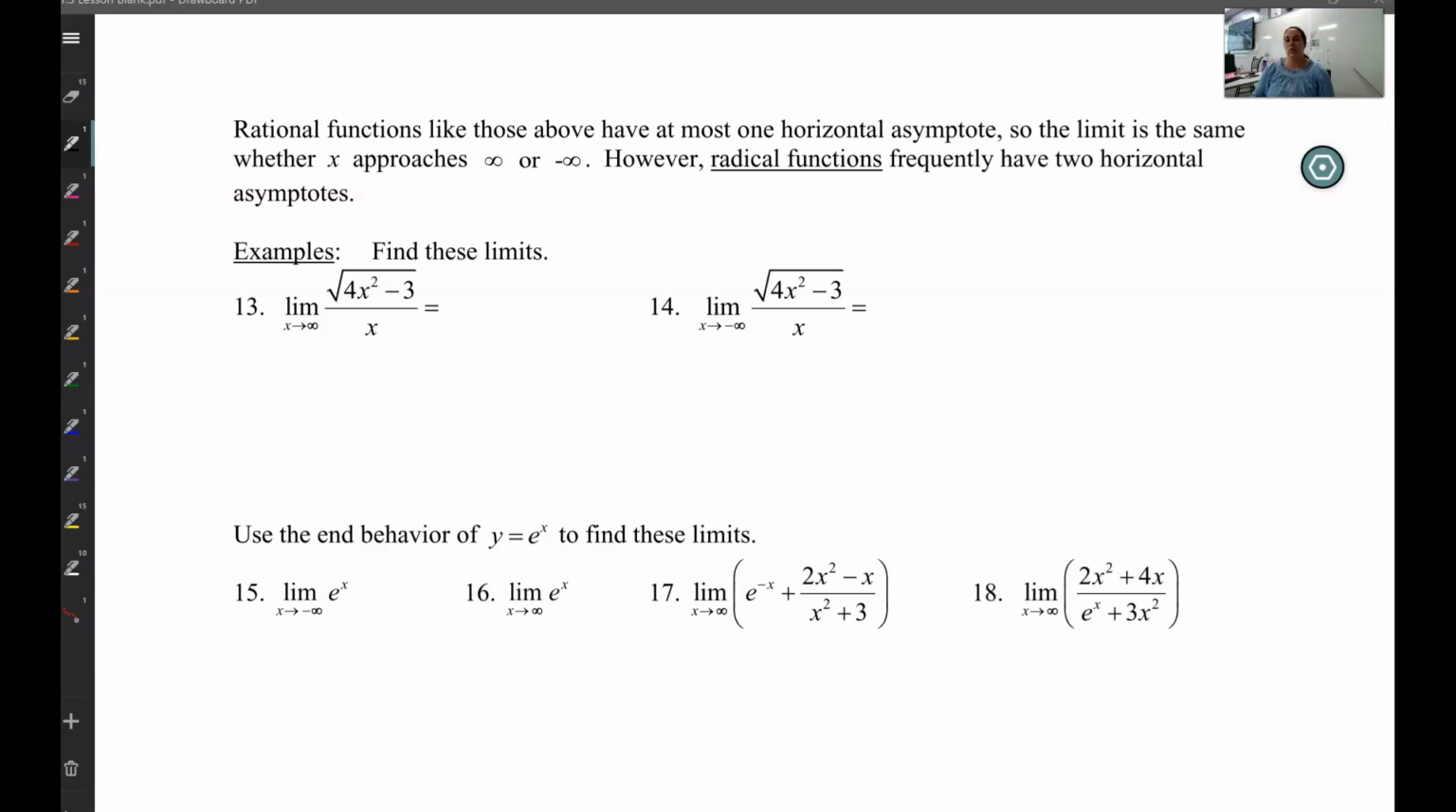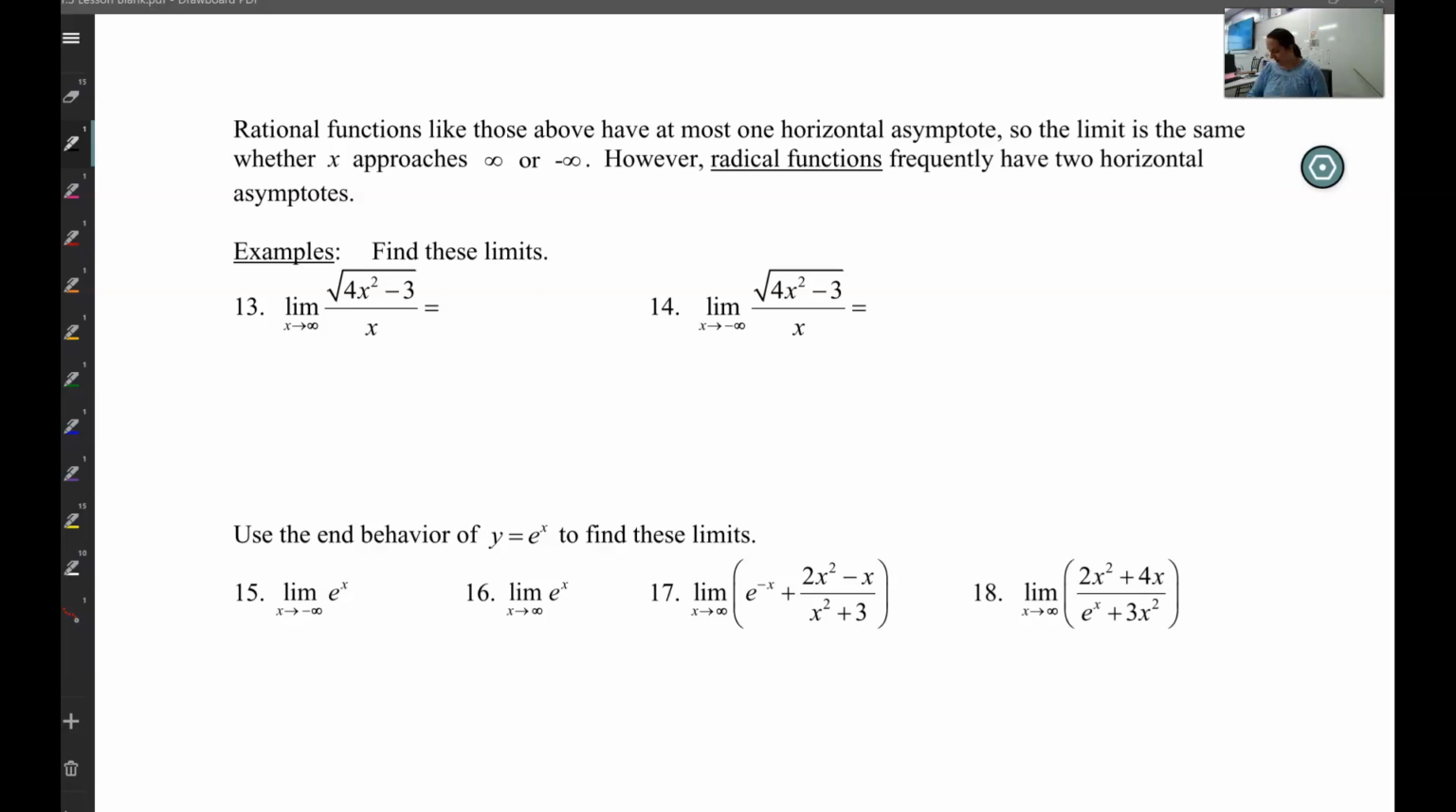Okay, so that was rational functions. Now the nice thing about rational functions is their end behavior is going to be the same on either side because it has that horizontal asymptote. But when you have rational radical functions like this one, they frequently have a different asymptote depending on if you're positive or negative. So let's look at this example.